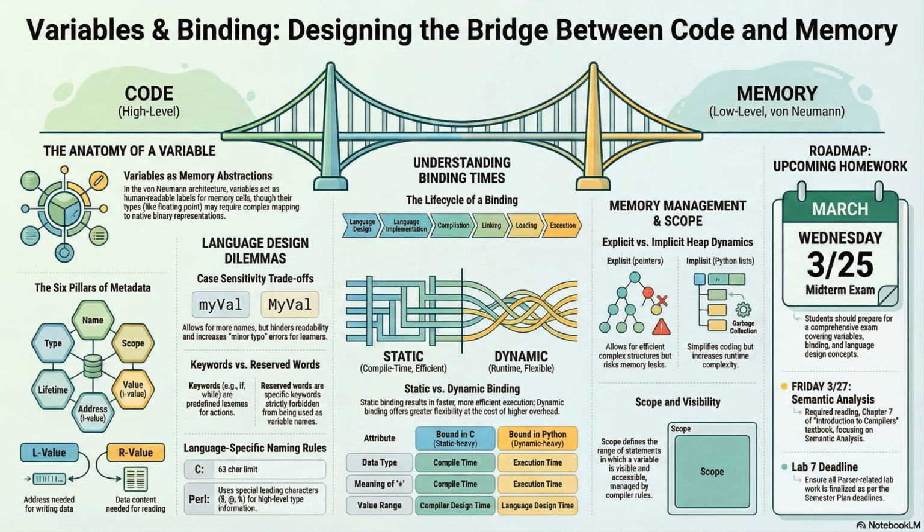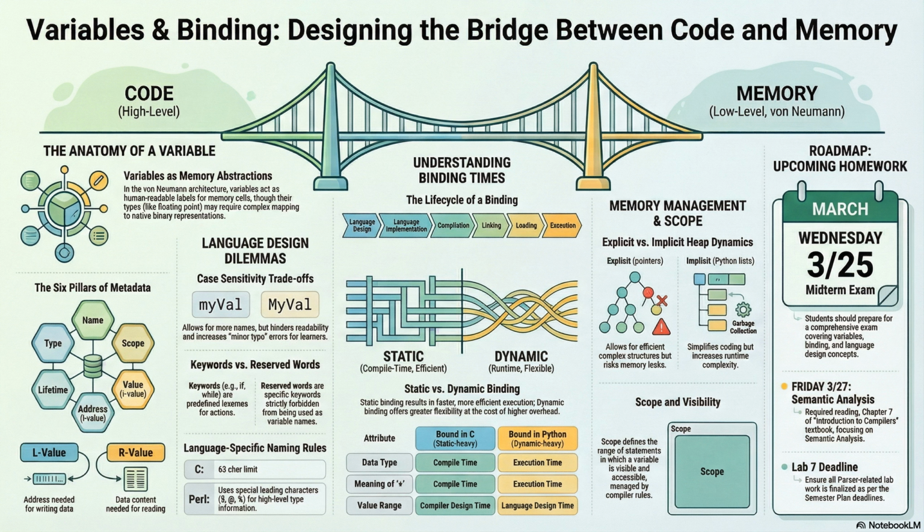Exactly. And the compiler has to strictly enforce this rule. You can't put a literal number like 5 on the left side of an assignment statement. Because 5 is purely an R value. Right. It's a concept. It's not a memory address. You can't physically write data into the concept of 5. That makes total sense. Yep.